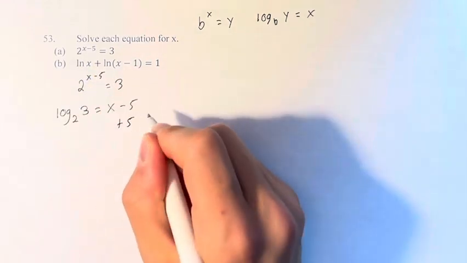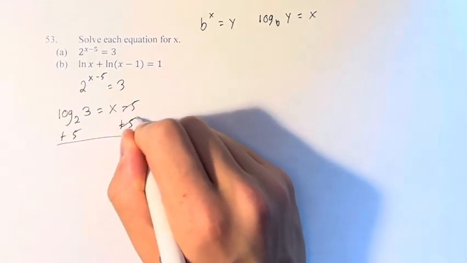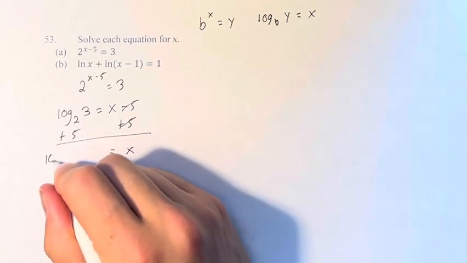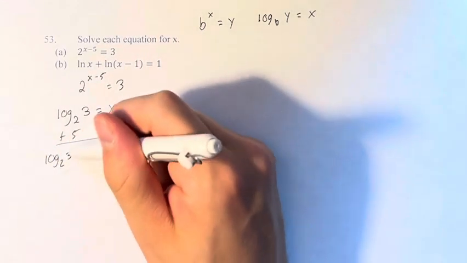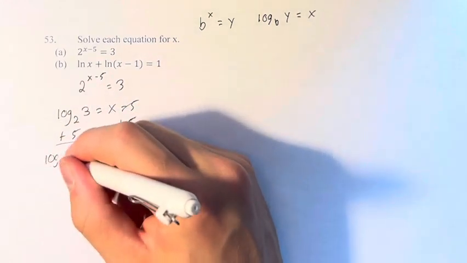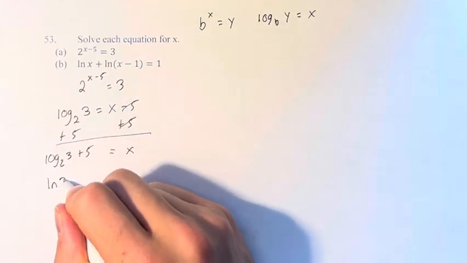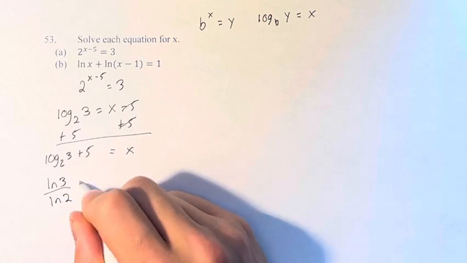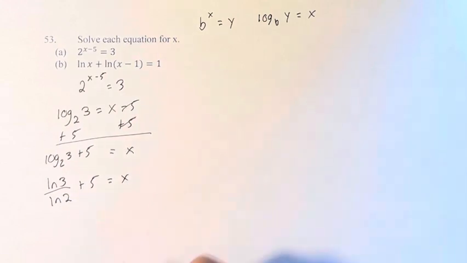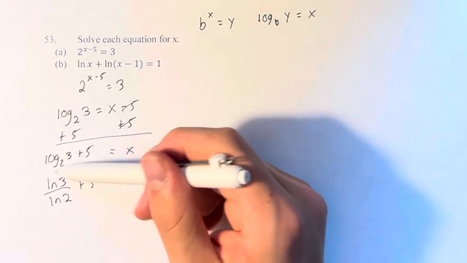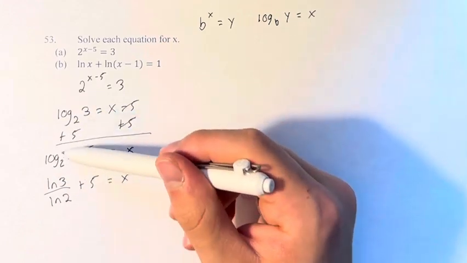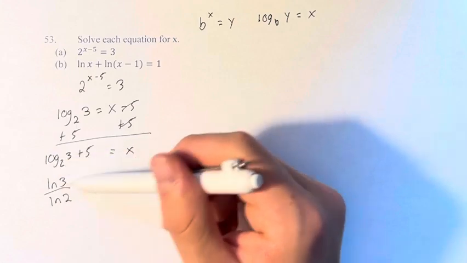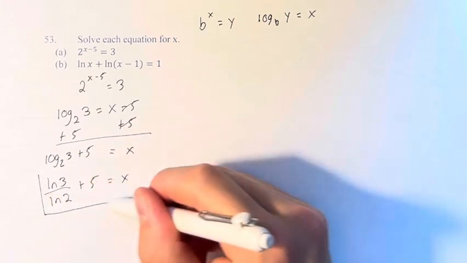Adding 5 to both sides, x equals log base 2 of 3 plus 5. And if you're uncomfortable with using log base 2, you can use change of base to say this is ln of 3 over ln of 2 plus 5 equals x. This is already the solution, so it's not entirely necessary, but you're not always going to be able to do log base 2 if you're actually trying to find the solution in a decimal form.